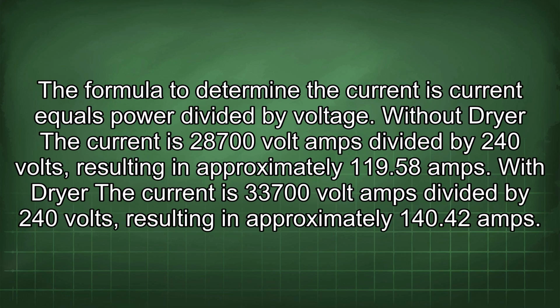After obtaining the total volt amp load, we calculate the service current at 240 volts. The formula to determine the current is current equals power divided by voltage. Without dryer, the current is 28,700 volt amps divided by 240 volts, resulting in approximately 119.58 amps. With dryer, the current is 33,700 volt amps divided by 240 volts, resulting in approximately 140.42 amps.